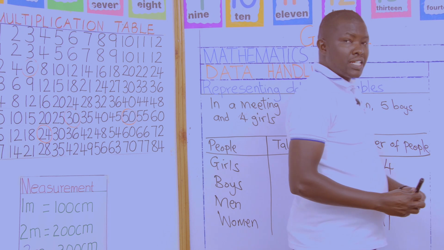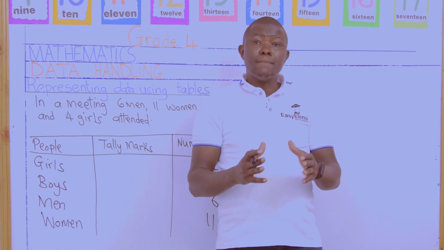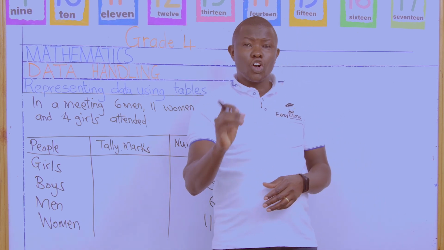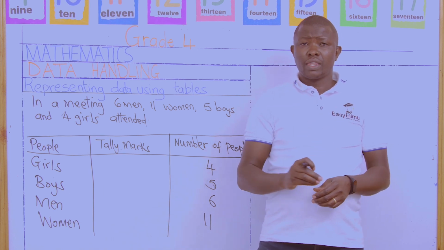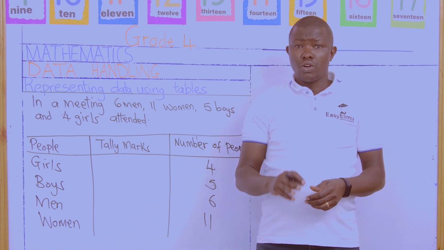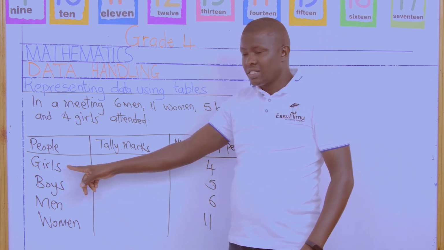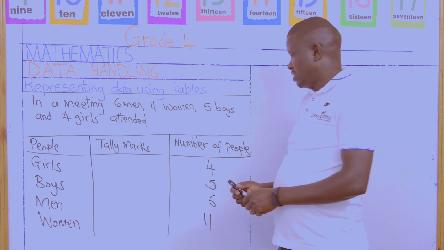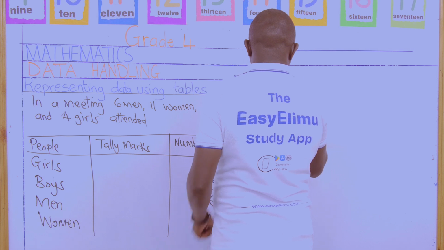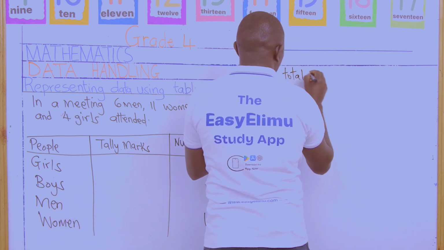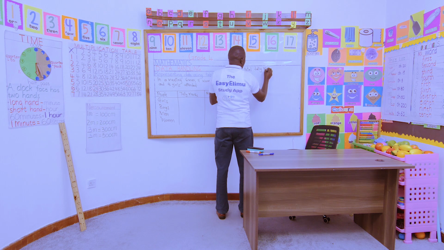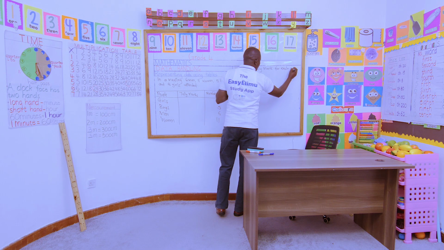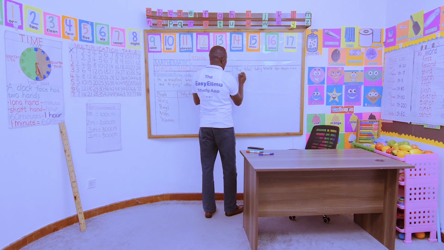Now, the total number of tally marks for each row is called frequency. For example, we have girls, the tally mark here, and the total. So this total, we call it frequency. The amount, the total tally mark for each row is called frequency.